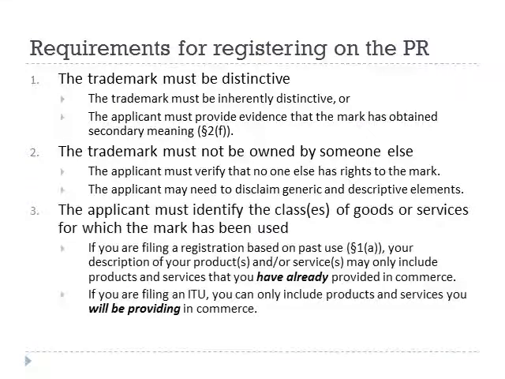Third, you have to say how you're going to use the trademark. What classes of goods and services are you going to use the trademark on? If you're filing a registration based on past use, you can only register for products and services where you've actually used the trademark in commerce. If you're filing an ITU, you can only include products and services that you will be providing in commerce. So if I am selling baseball hats under a trademark, and I've sold some already under my trademark, I can register for the category of baseball hat sales.